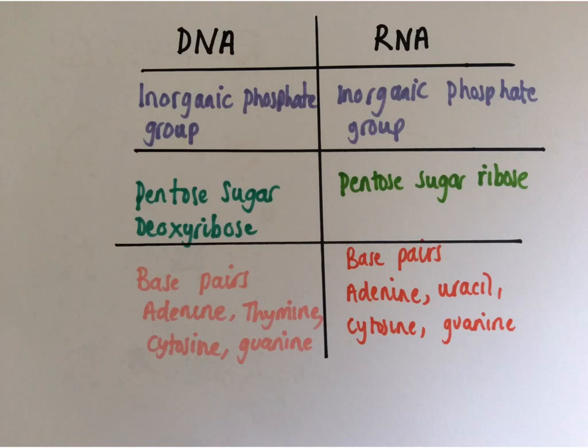Finally, I just want to look at a comparison between DNA and RNA. The first comparison is they both contain an inorganic phosphate group. That's a similarity between the two molecules. The second is they both contain a pentose sugar. However, DNA contains the sugar deoxyribose, whereas RNA contains the pentose sugar ribose. The next comparison I want to make is about the base pairs. Remember what we said? Adenine binds to thymine, cytosine binds to guanine. However, in RNA, adenine binds to uracil, and cytosine will bind to guanine.